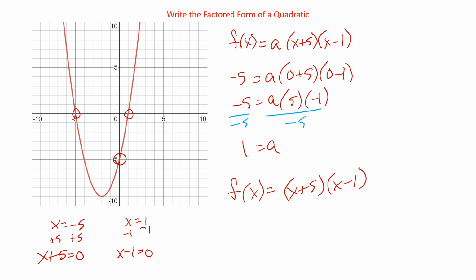And we can get it straight from these points. We don't have to do anything really weird or anything like that. We just go from the zeros, turn them back into factors, and then plug in a point to find out what that a value is going to be.